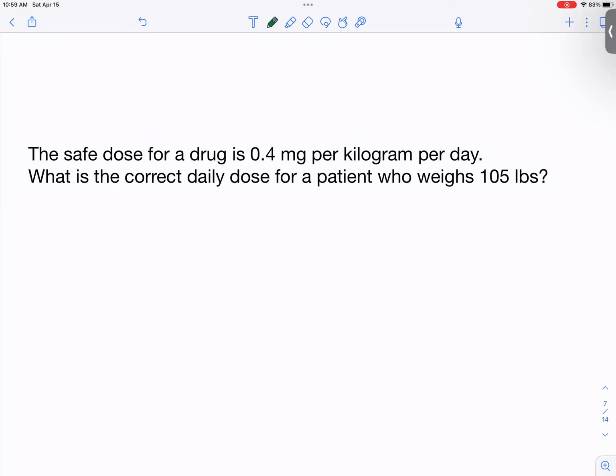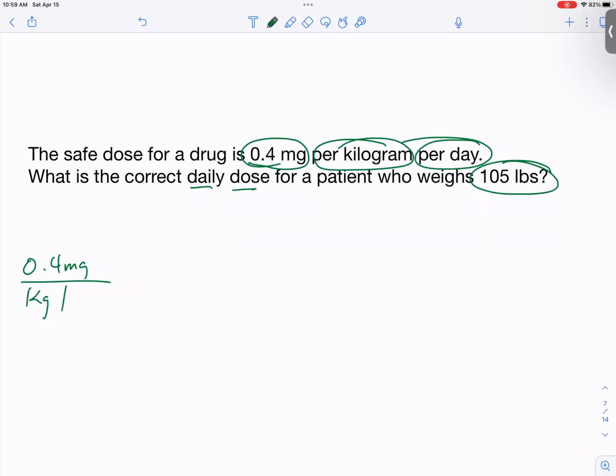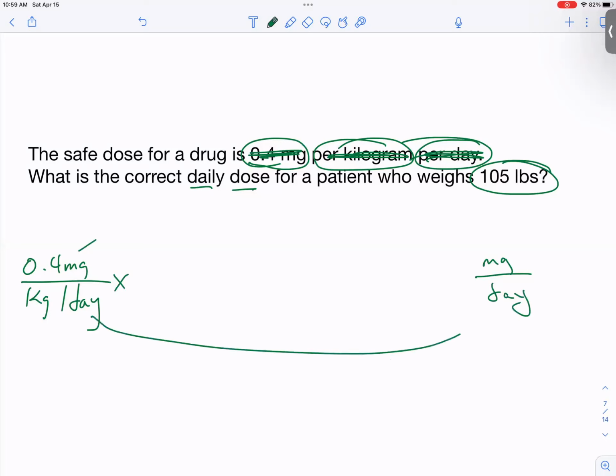The safe dose for a drug is 0.4 milligrams per kilogram per day. I got a 3-factor. What is the correct daily dose for a patient who weighs 105 pounds? I cross off what I'm using because it's going to get crazy and you know it. What am I solving for? Daily dose. The only dose available is a milligram, and they need a daily dose. I have the word day.